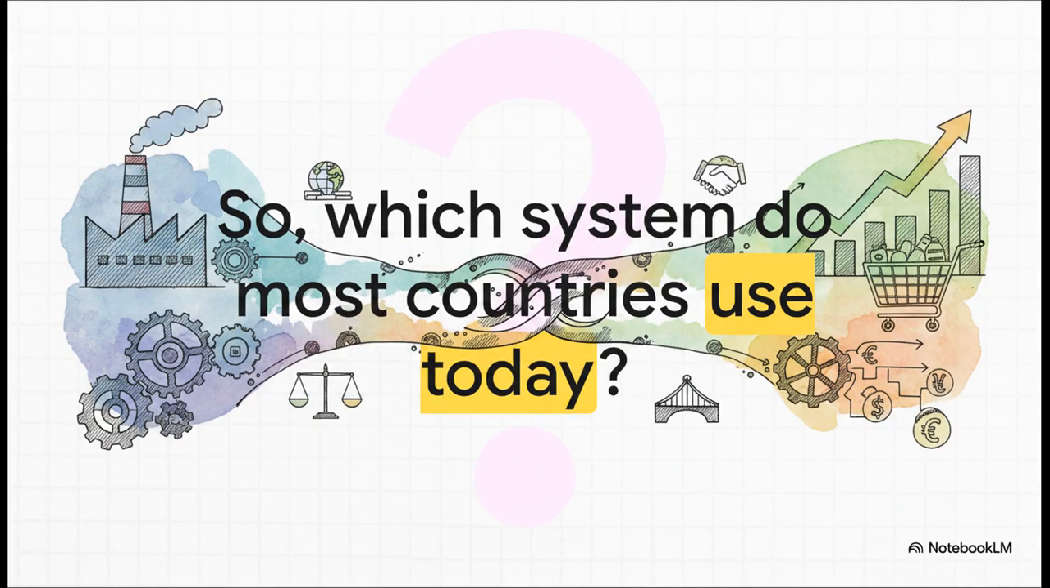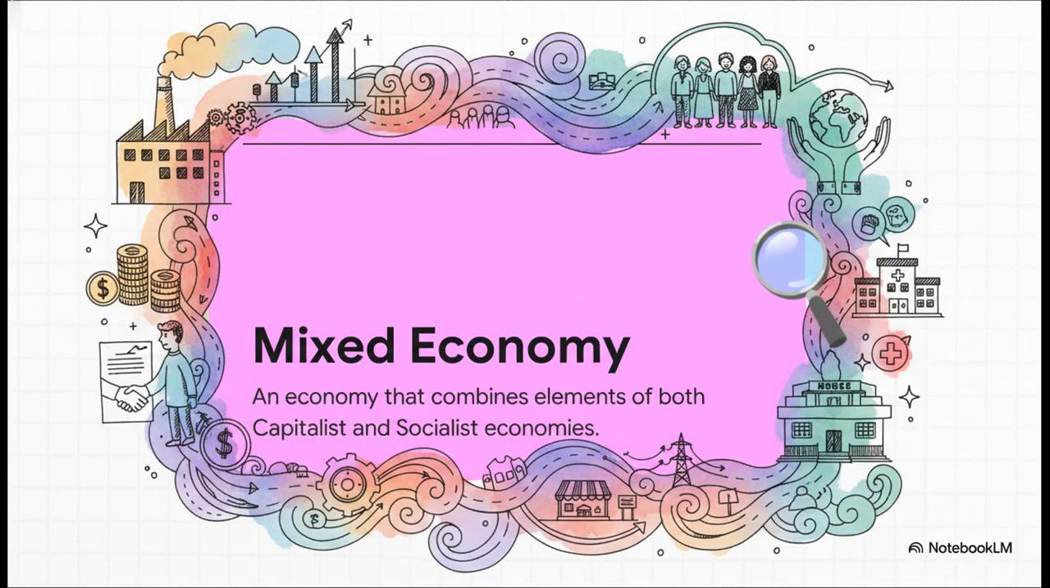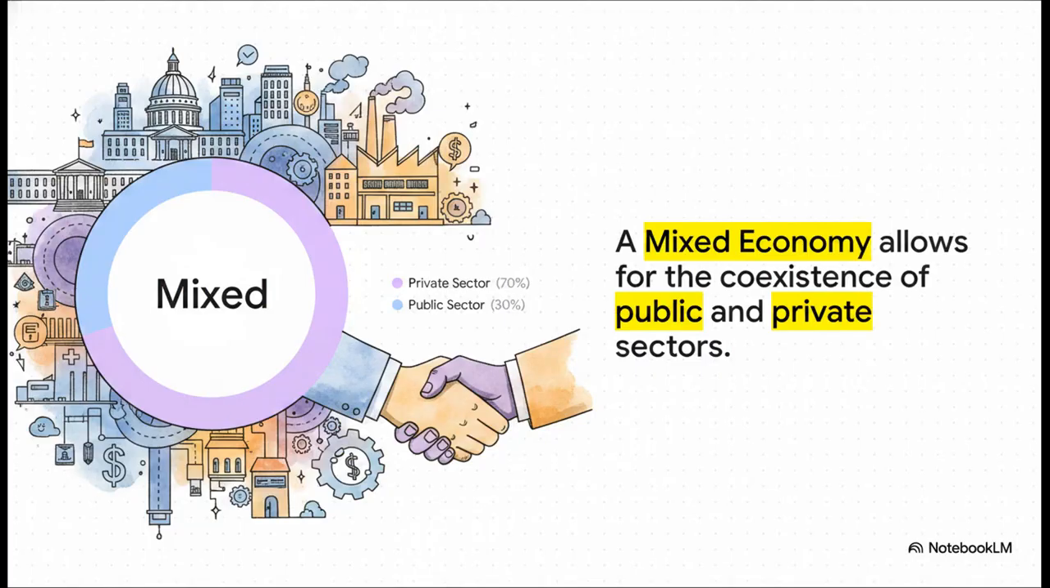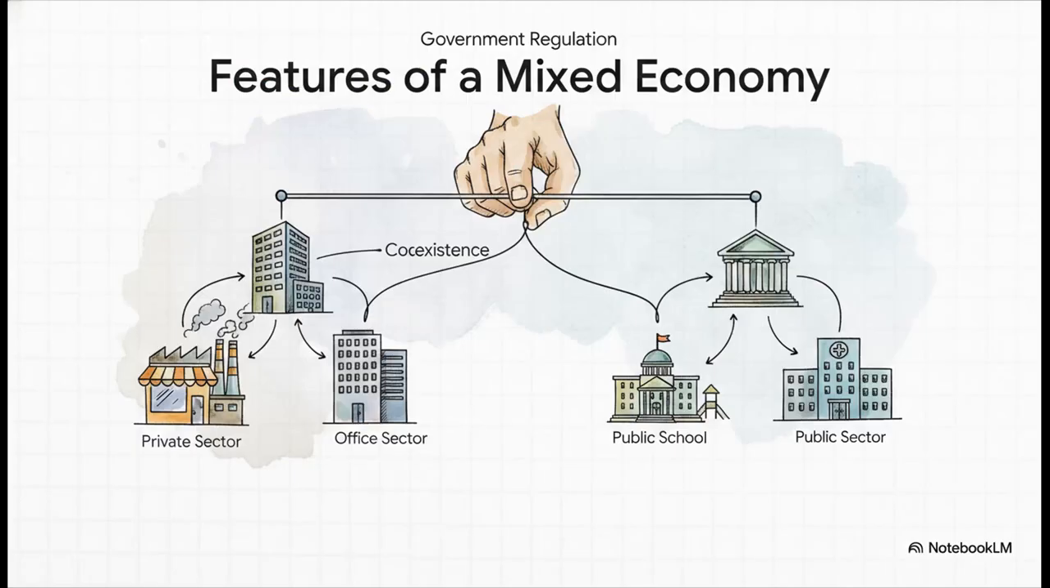So which system do most countries actually use? Surprise! It's neither. Most look for a middle ground. Enter the mixed economy, which tries to get the best of both worlds in a single system. The whole idea is that the public and private sectors can actually exist side by side. So you get economic freedom, but with government regulation to make sure social welfare is protected.